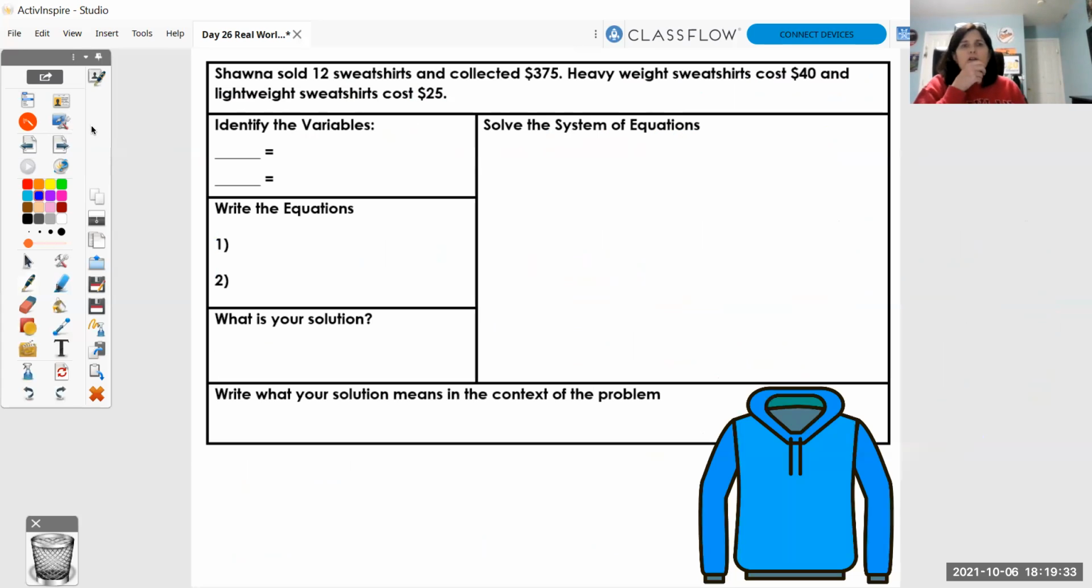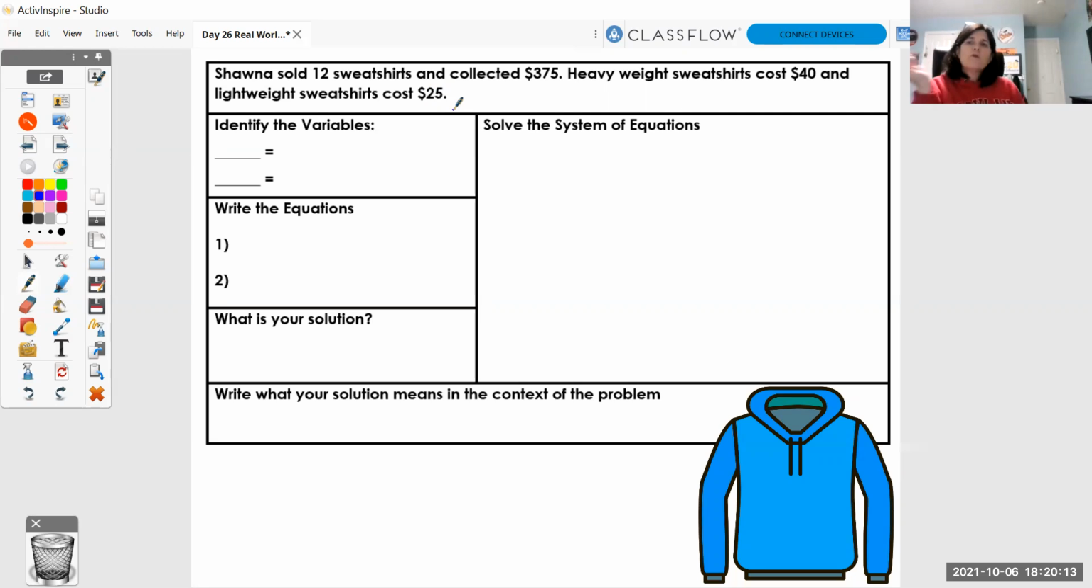So on your worksheet, there may be a mistake. So I want to make sure that you change your problem so that it matches mine. It should say Shauna sold 12 sweatshirts and collected $375. I think yours says 320, but just make sure that says 375. Cross it off if it doesn't and change it. Heavy sweatshirts cost $40 and lightweight sweatshirts cost $25. Again, you need to change it. I think this might say 40 on some people's. Make sure it says 25.